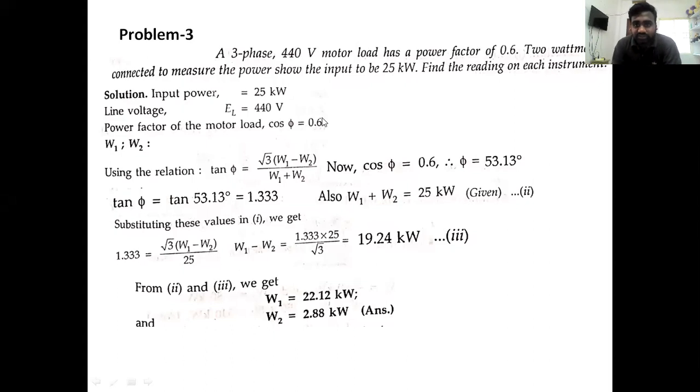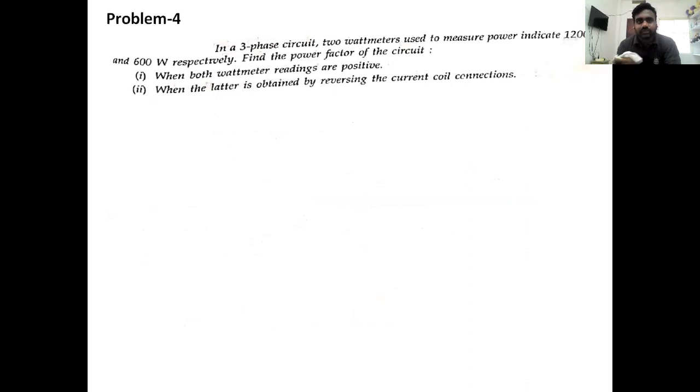So if we go on to the next problem, problem 4. What is problem 4 stating? In a three-phase circuit, two wattmeters are used to measure power and indicate around 1200 watts and 600 watts respectively. Find the power factor of the circuit when both wattmeters read positive. Second, when the latter is obtained by reversing the current coil connections. So this is a different type of problem.